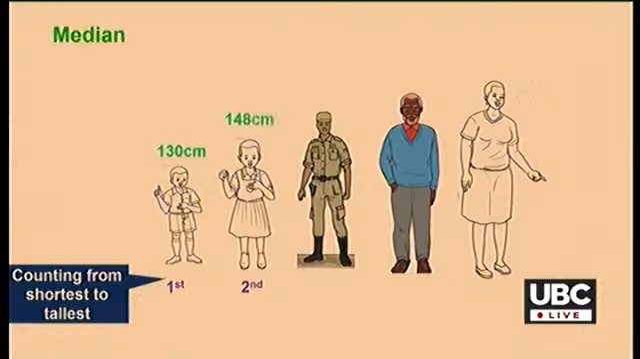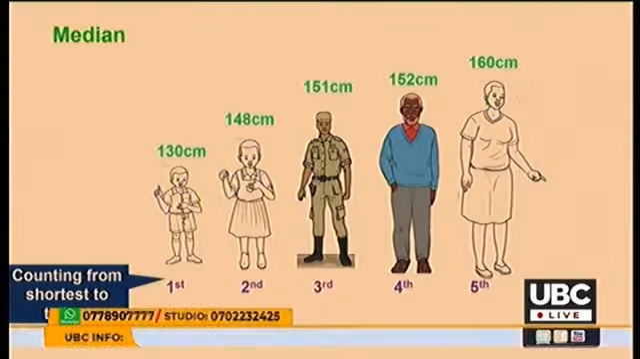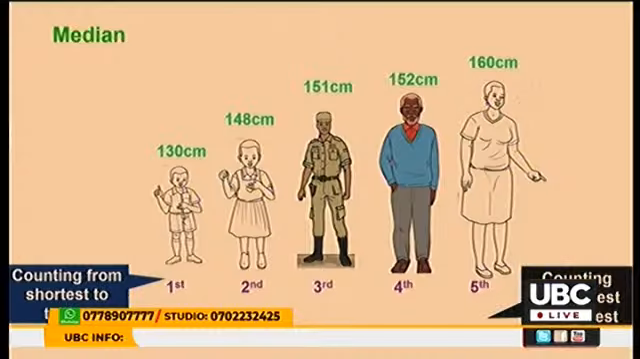As you can see on your screen, the shortest member of the family has 130 centimeters. The second member of the family has 148 centimeters. The third member of the family has 151 centimeters. The fourth member of the family has 152 centimeters. And the fifth member of the family has 160 centimeters. We have arranged our members of the family starting with the shortest.